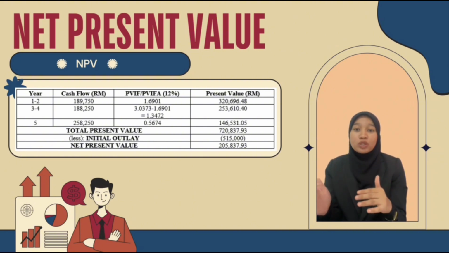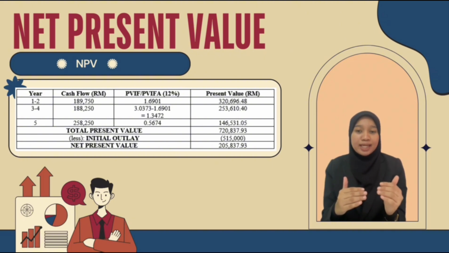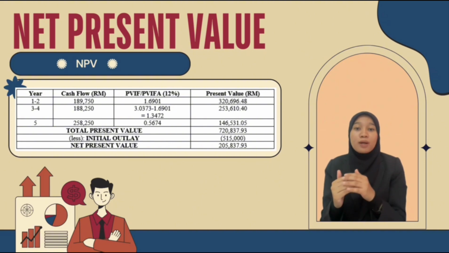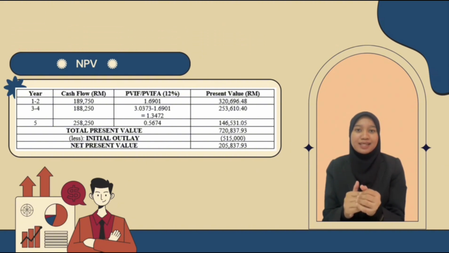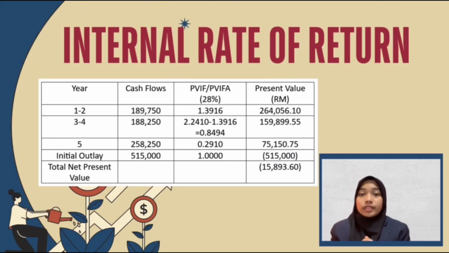After we get all the amounts, we have to total up everything and get the total present value amounting to 720,837 ringgit 93 cents. We then minus it with the initial outlay of 550,000 and get the net present value of 205,837 ringgit 93 cents. So, to calculate the internal rate of return, we need a new net present value to compare with the previous net present value.